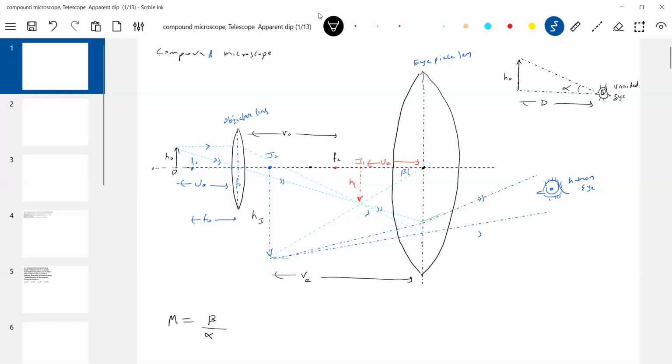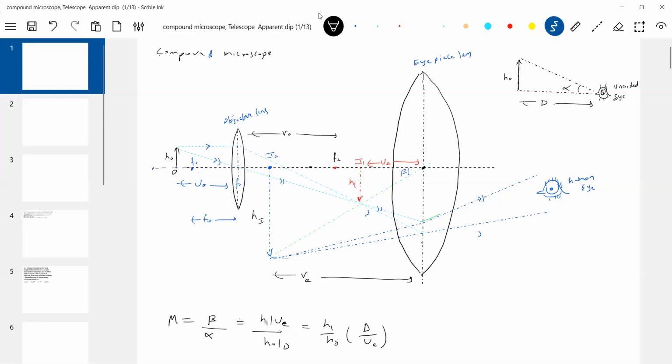I think it's quite clear. Look at this triangle: H1 by UE. What is alpha from this triangle? HO by D. So this will become H1 by HO, times D by UE.